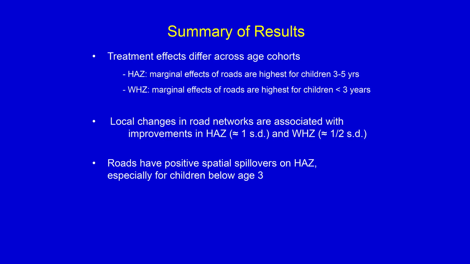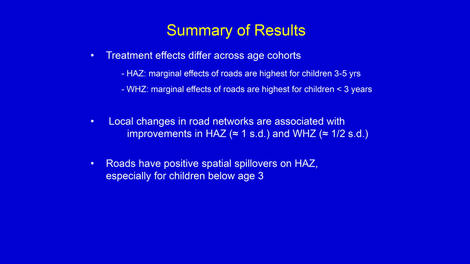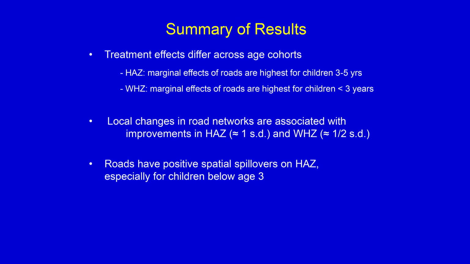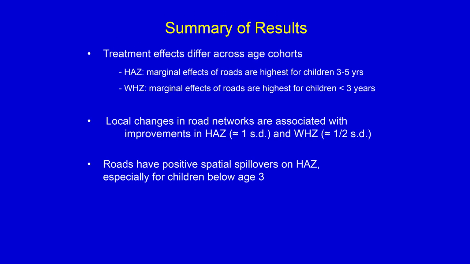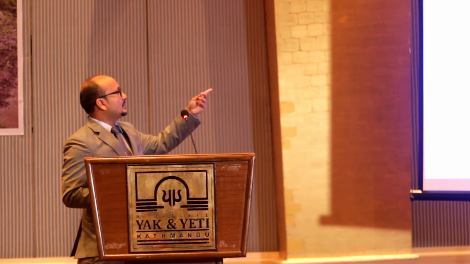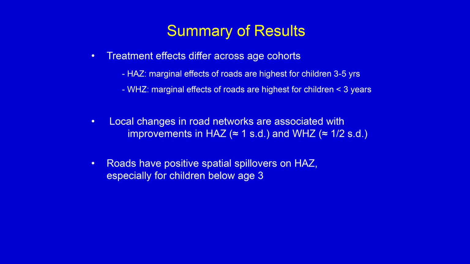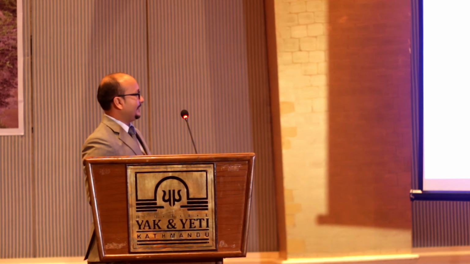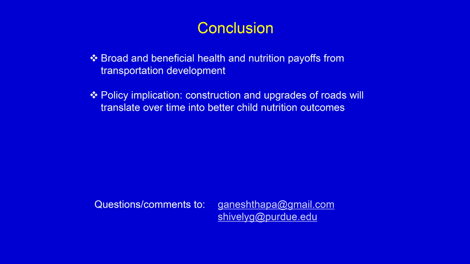So, in summary of the results, our treatment effects differ across age cohorts. In case of height for age, marginal effects of roads are highest for children between 3 and 5 years of age, and in case of weight for height score, marginal effects of roads are highest for children below 3 years of age. We find that local changes in road networks are clearly associated with improvement in height for age score and weight for height score, and we find that roads have positive spatial spillovers on height for age, especially for children below age 3.